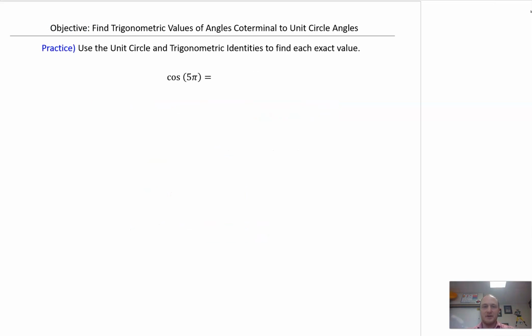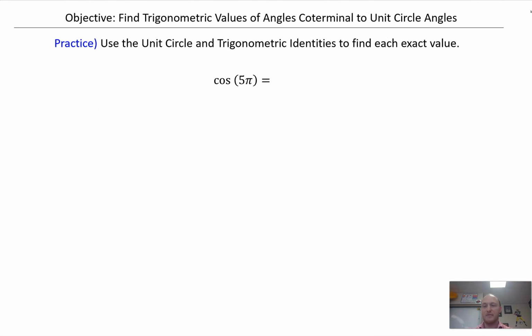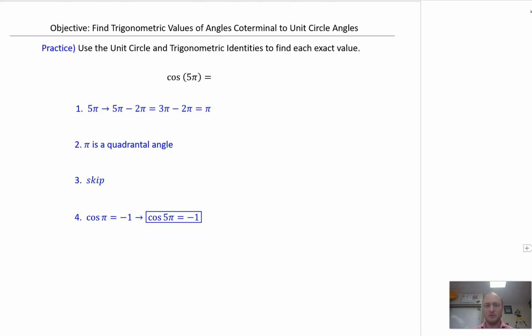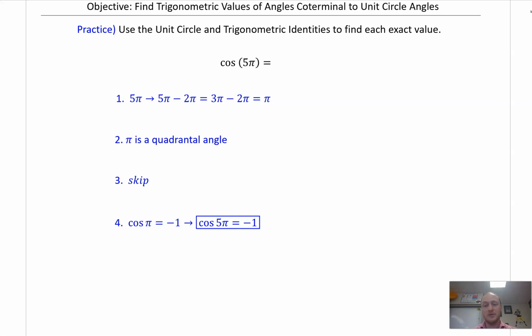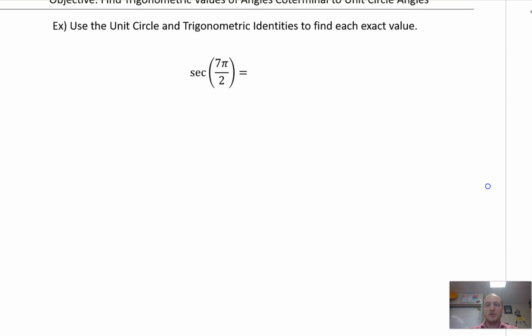All right. Here's another example. Ooh, cosine of 5 pi. Please pause. Try. All right, and here is your solution. It is coterminal with pi. So this is a quadrantal angle, so you don't have to do step 3, because it's a quadrantal angle. So cosine of pi, that's the x value, negative 1. Simple. Okay, well, what about the tricky ones?